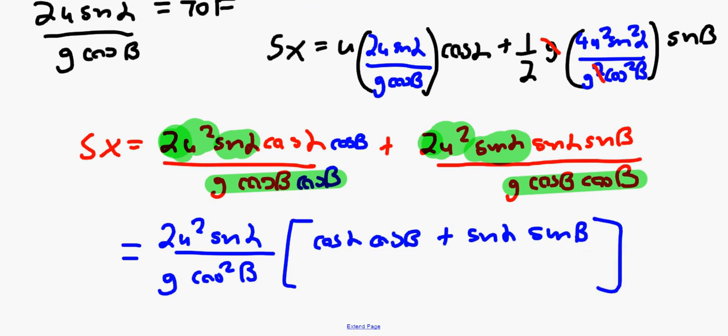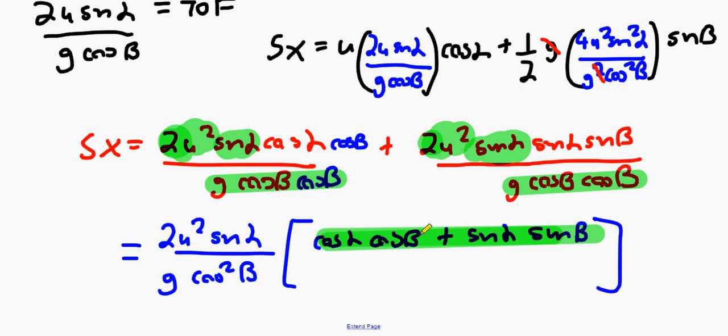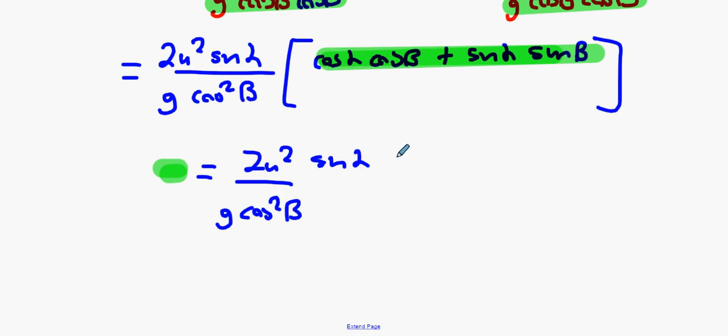Now, can anybody on page 14 of your trig find this pattern anywhere on your page? Go fish. So, Connor sees something called cos A minus B. So you get to replace that with cos A minus B. So you end up with 2U squared sine alpha over G cos squared beta, and you end up with cos of alpha minus beta.